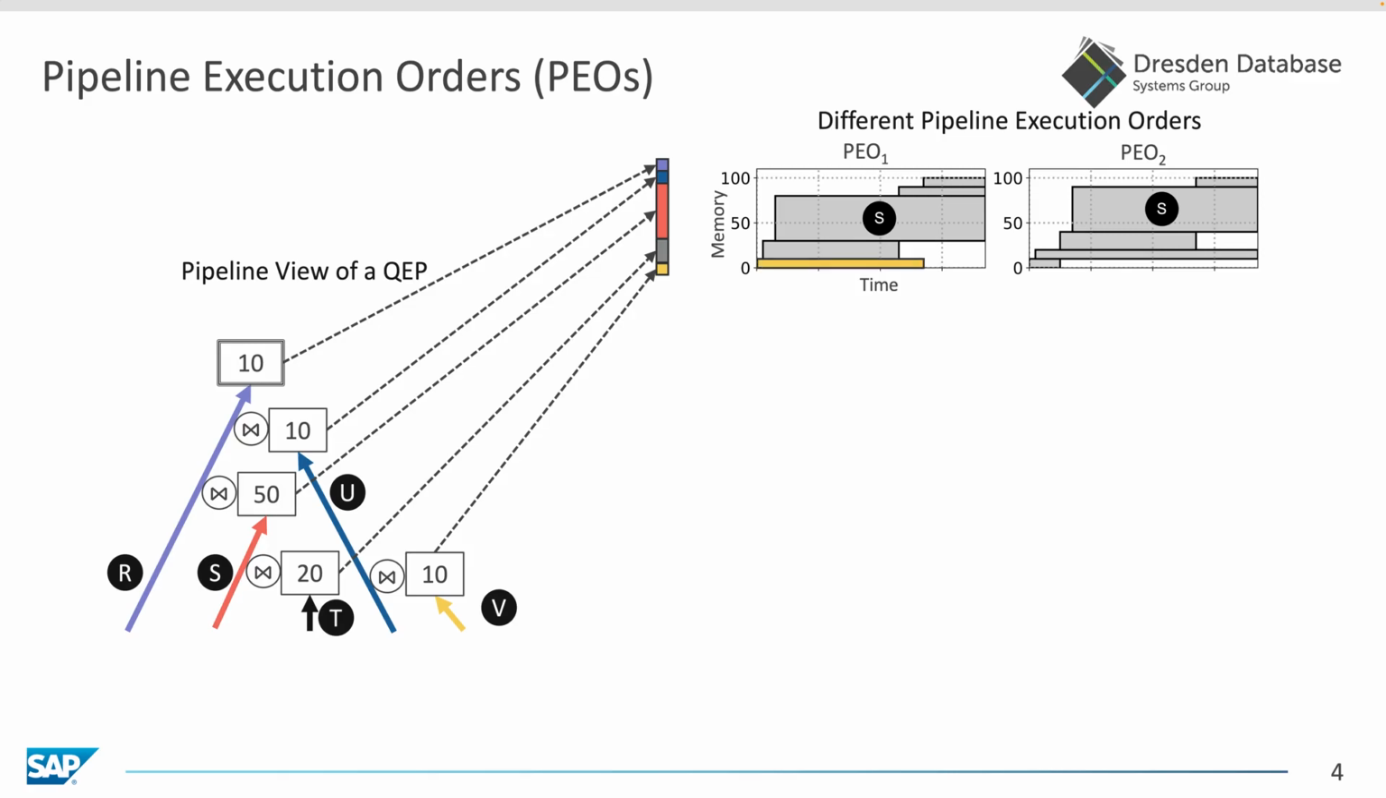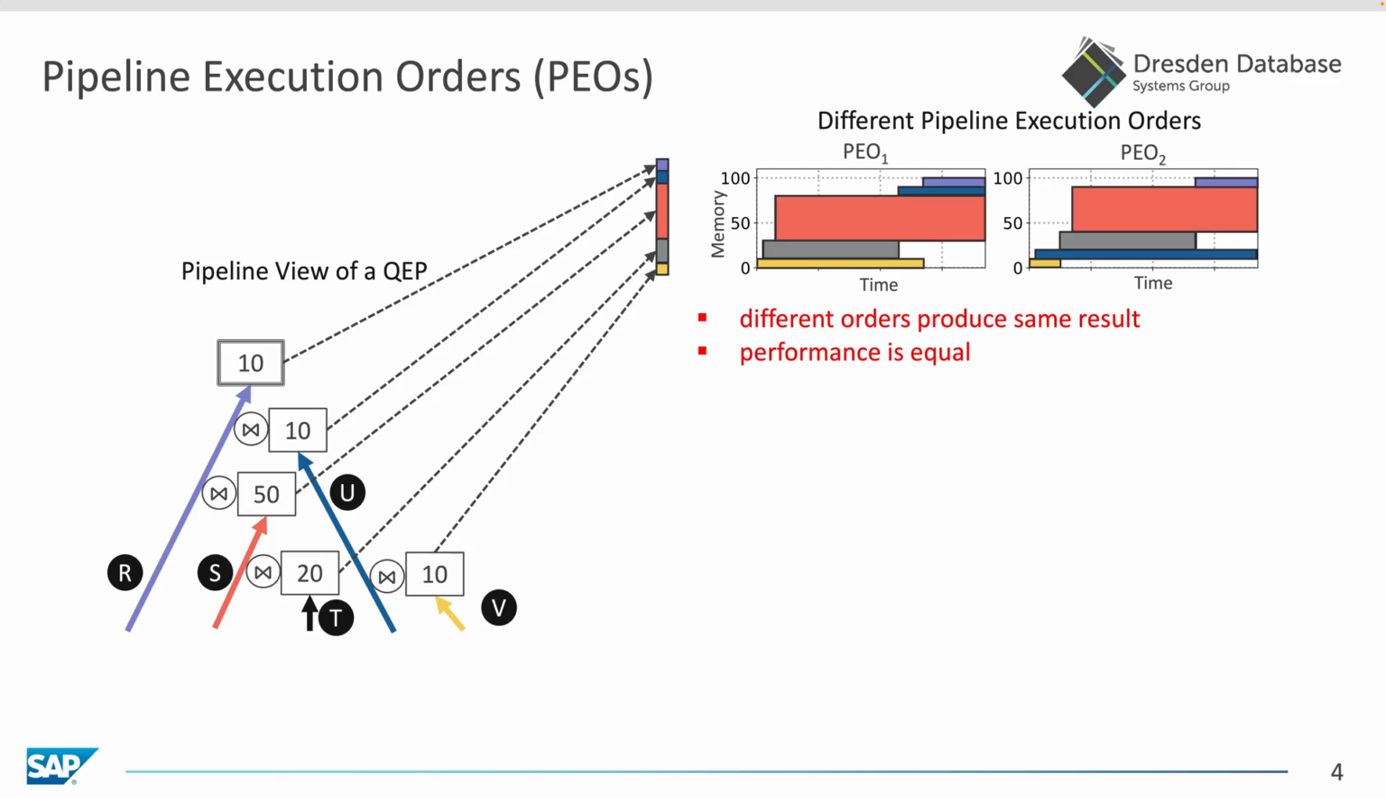Now we choose to execute V first, then T, then we execute U, S, then we execute R. And then for the second PEO, we first choose to execute V, then we execute U, then we execute T, then we execute S, and then we execute R. Those different orders always produce the same result tuples in execution, and query execution time performance should also be equal. But there is an opportunity for different memory consumption profiles.